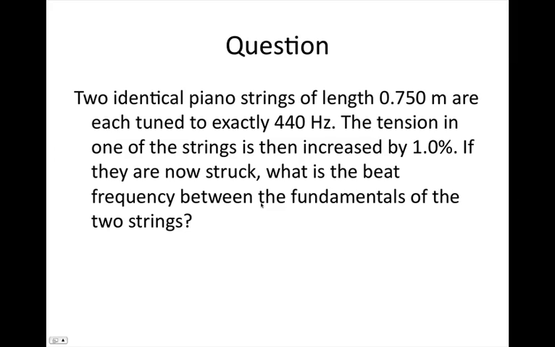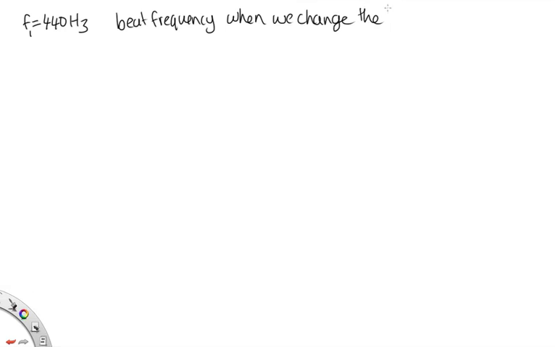2 identical piano strings of length 0.750 meters are each tuned to exactly 440 hertz. The tension in one of the strings is then increased by 1%. If they are now struck, what is the beat frequency between the fundamentals of the 2 strings? Okay, so we're told that the frequency initially is 440 hertz, and we're asked what's the beat frequency when we change the tension by 1%.